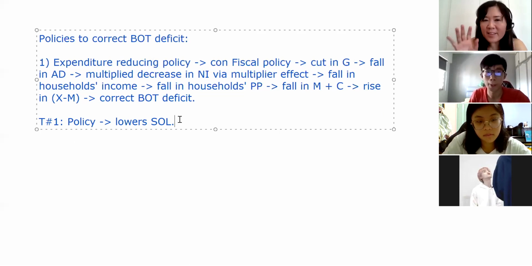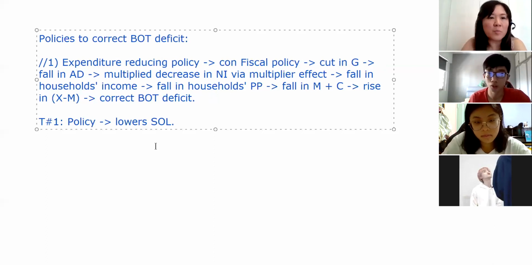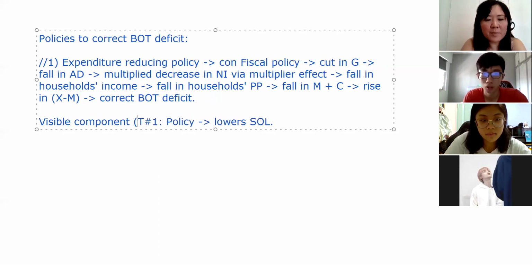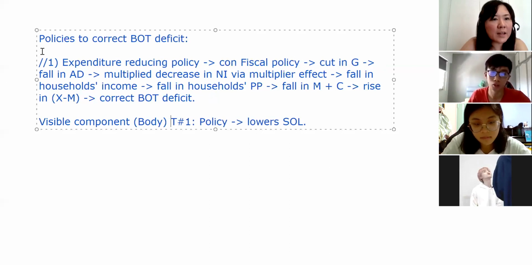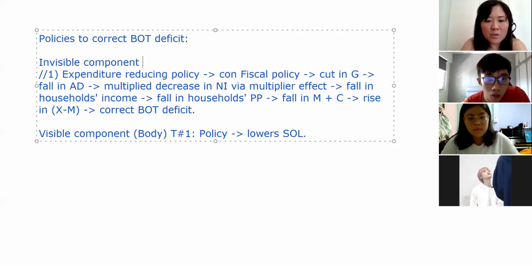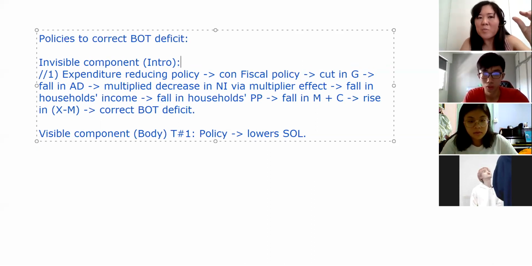Okay, this is only one policy, so there's one paragraph. By right, we are supposed to finish all the policies before we move on to the visible component. This body paragraph is still part of the invisible component, which is the introduction. Now I'm just going to demonstrate how we will use the policy to link it to the visible component.